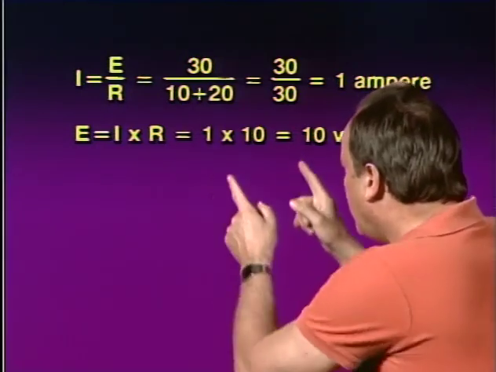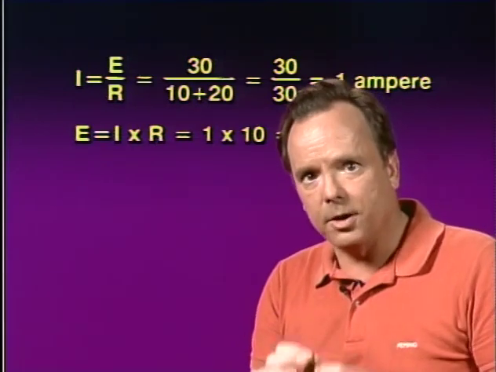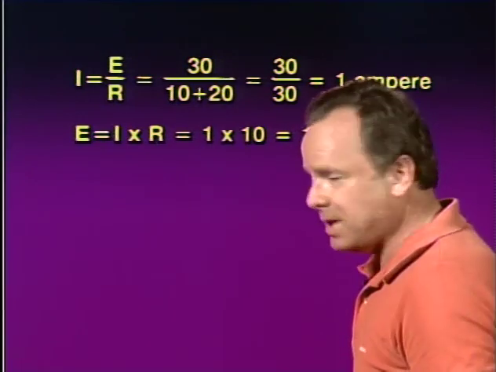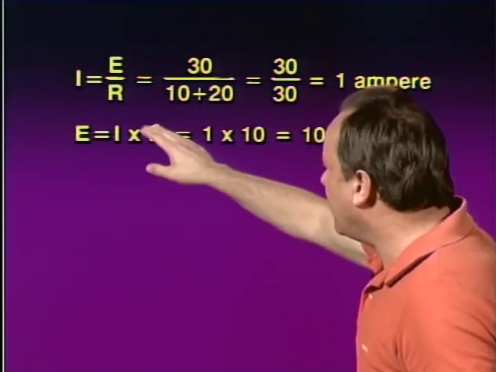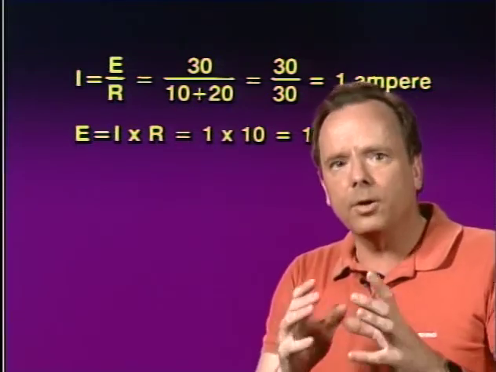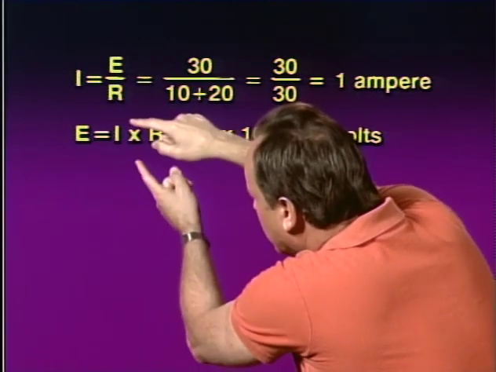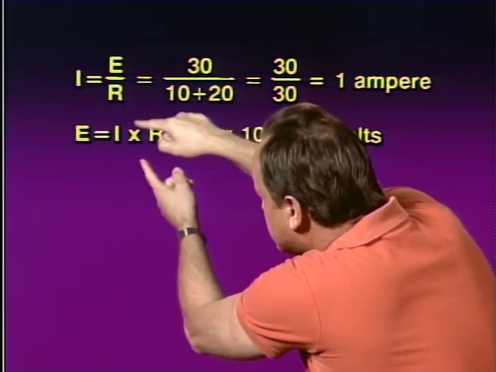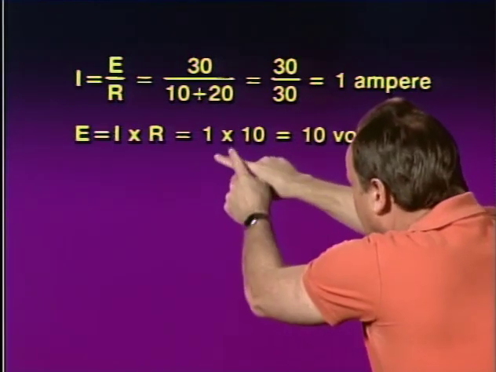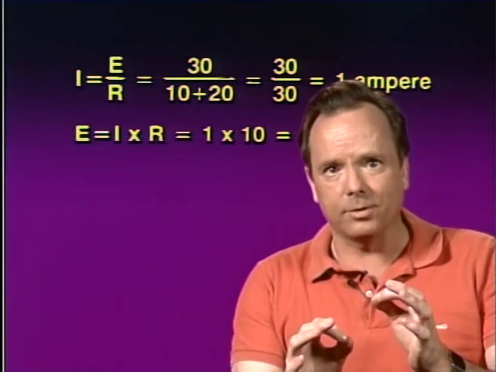Now, that one resistor also has 1 amp going through it. The 10 ohm resistor also has 1 amp going through it because all the components have the same amperage going through them, the same current. All right, so let's find out for that one resistor what the voltage drop is. Remember we said earlier the voltage drop for a resistor is equal to the current times the resistance. The current is 1 amp, the resistance is 10, 1 times 10 is 10, so the voltage drop across that resistor is 10 volts.